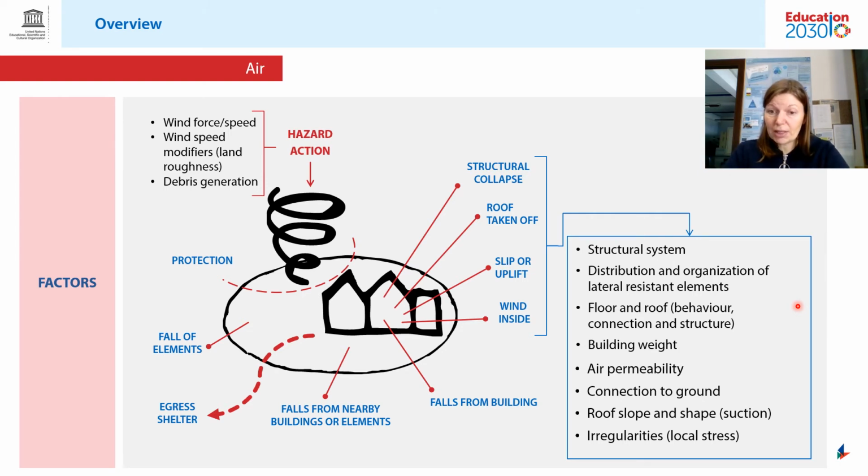The air permeability of the building, so we should consider all the openings of the building. The connection of the building to the ground, that is not so sure, for example, considering temporary buildings like shelters and so on. The roof slope, that is an element that could increase the wind action on the building, and also the irregularities of the building, which are also elements that could increase the wind action on the structure.